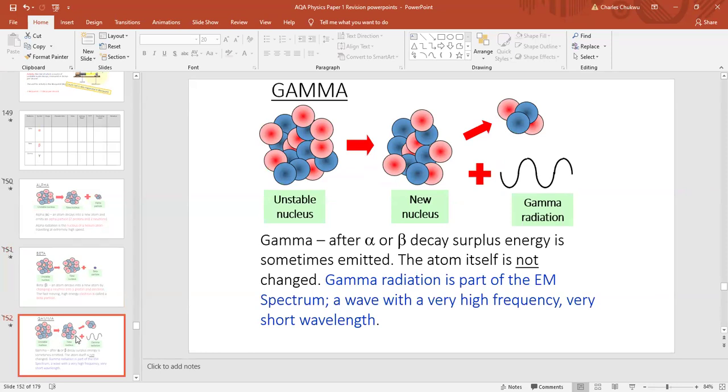Okay, then the last one is gamma radiation. It says after an alpha or beta decay happens, surplus energy is sometimes emitted, and the atom itself is not changed. So gamma radiation is part of the electromagnetic spectrum, a wave with a very high frequency and very short wavelength.